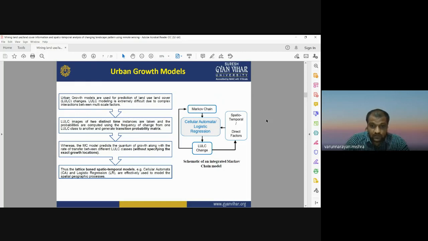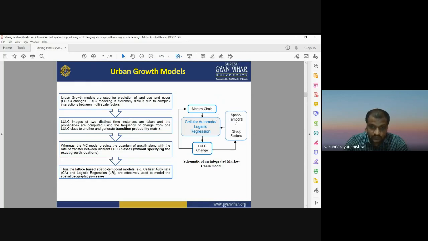Okay, so this is the systematic diagram of how we are going to use Markov chain and cellular automata logistic regression model for land use and cover change. So first we need to have a Markov chain model. The Markov chain model provides us the probability of the transition among LULC classes. Then this information will be provided to the cellular automata and logistic regression model that will be used to predict the land use land cover change.